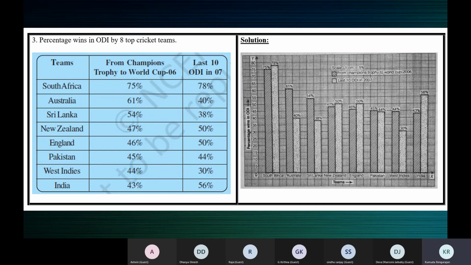So if it is 78, you'll have to be careful. After 75, you'll get 75.5, 76, 76.5, 77, 77.5, and then 78. So you must mark the height of the bars very carefully.